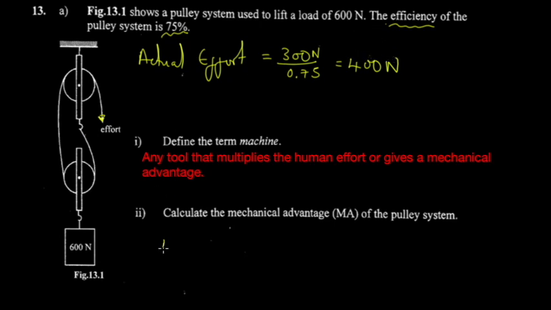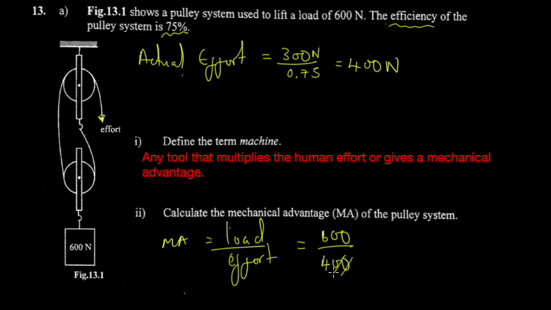Okay, so mechanical advantage is equal to load over effort. The load is 600. Over the effort, which is 400. So here we'd get 6 over 4, which is 3 over 2. So the actual mechanical advantage would be 1.5. Okay, so 1.5 would be the actual mechanical advantage.